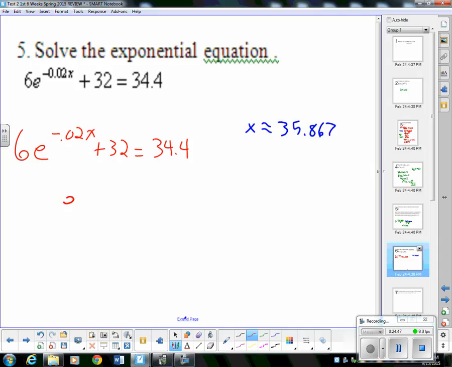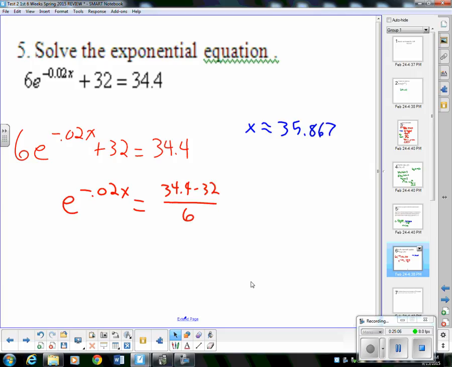So I'm going to write it like this. e to the negative 0.02x is equal to 34.4 minus 32 divided by 6. I think I said divided by 3 earlier. I meant by 6. Now again, you may want to stop the recording and copy this down so that you can get it.